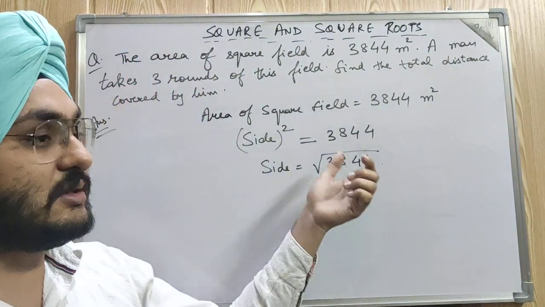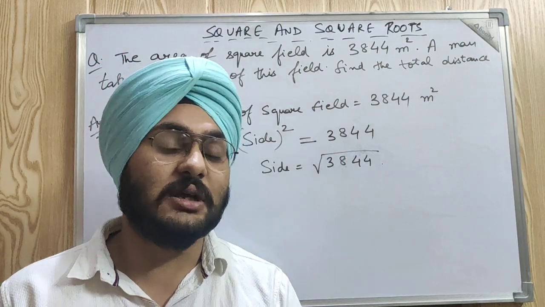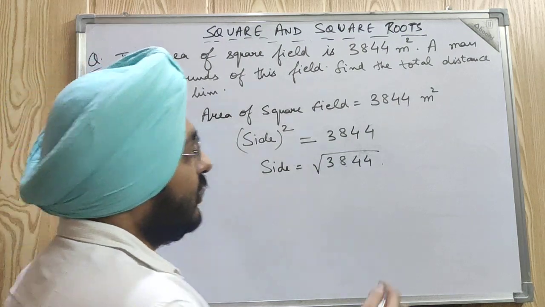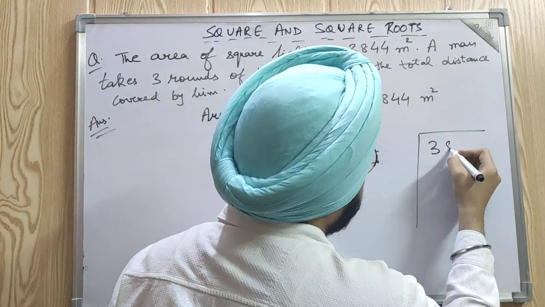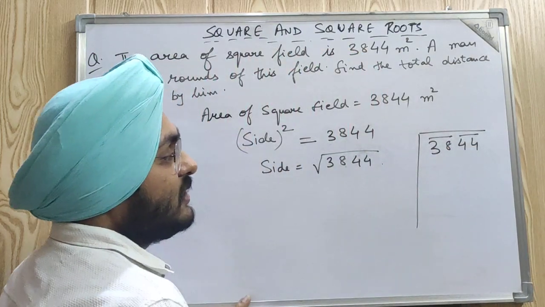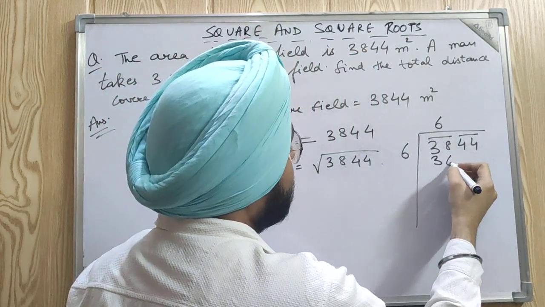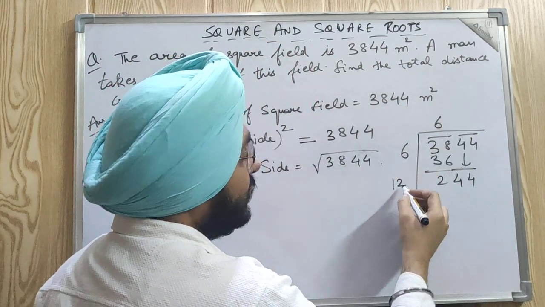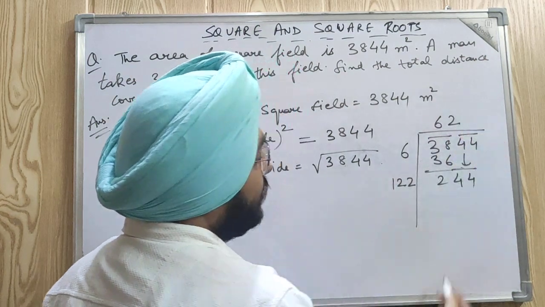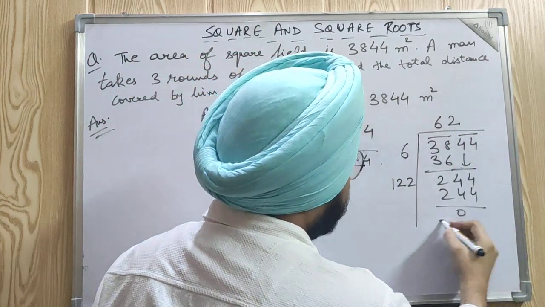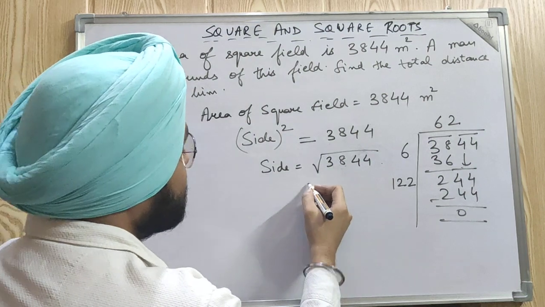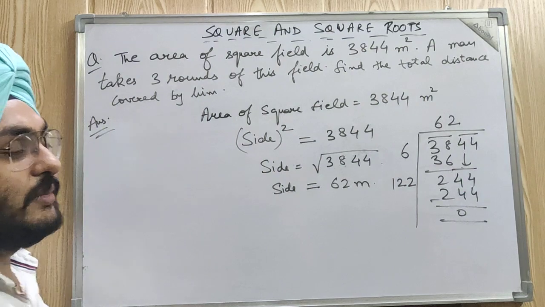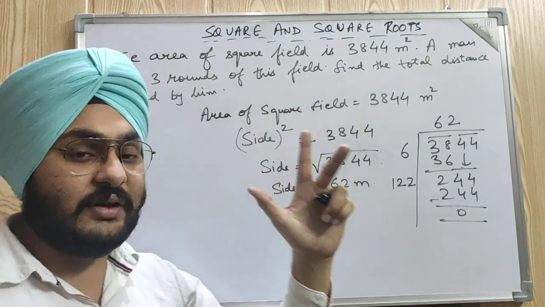Now it's your choice. If you want to find it by prime factorization, you can, or by long division. But now we'll be doing it with long division only. So this one is your 3844. Making the pairs here, start with 6. 6 into 6 will become 36. 8 minus 6 will be 2. And this 44. So 6 plus 6 will become 12, and you know this will be 2 only, so the remainder will be 0. So I can say side will be equal to 62 meter.